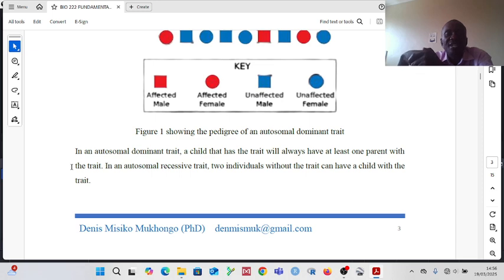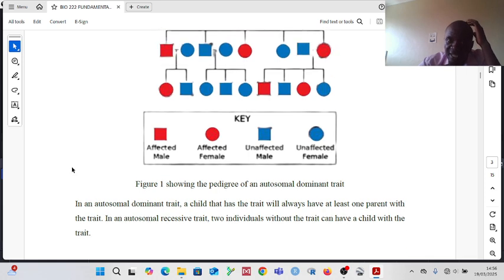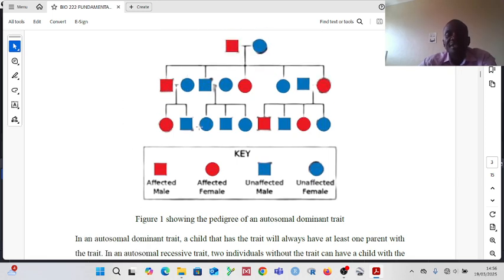So in an autosomal dominant trait, if you see a child expressing a trait, then it means at least one of the parents had that trait. Okay? So when we go back to our pedigree and look at the third row, which are now grandchildren, anytime there is an affected child, you go up and you realize one of the parents must have been affected.